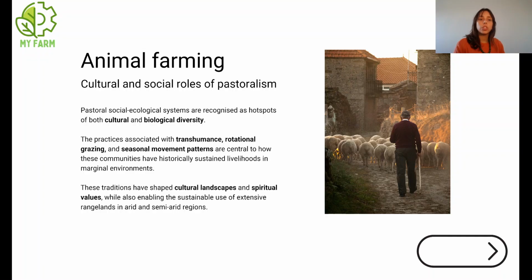Pastoral social ecological systems are recognized as hotspots of both cultural and biological diversity. These practices associated with transhumance, rotational grazing, and seasonal movement patterns are central to how these communities have historically sustained livelihoods in marginal environments. These traditions have shaped cultural landscape and spiritual values while also enabling the sustainable use of extensive rangelands in arid and semi-arid regions.